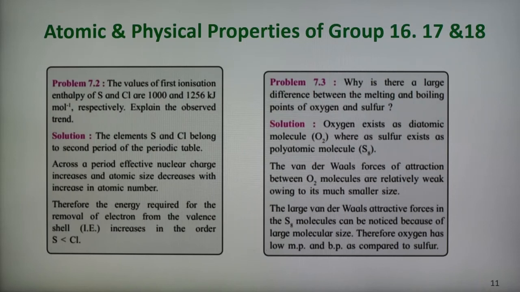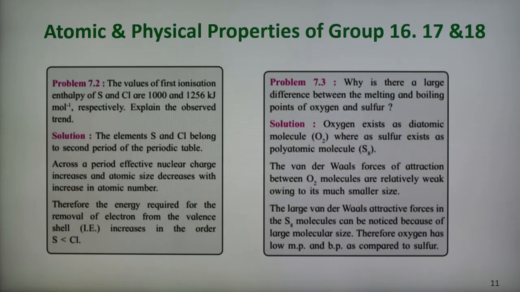So sulfur and chlorine, as we go from left to right, belong to the same period of the periodic table, and in a period, effective nuclear charge increases and atomic size decreases. As we know, going from left to right in the period, the size of the atom decreases and the force of attraction increases. With the increase in atomic number, the energy required for the removal of an electron from the valence shell increases, and therefore sulfur has a lower value as compared to Cl.